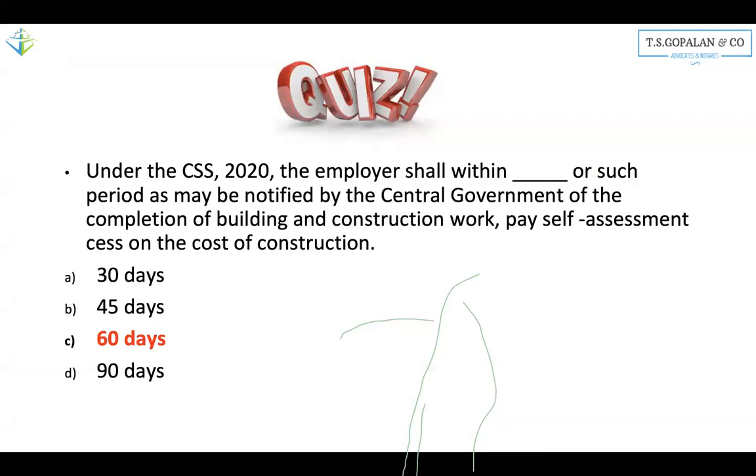And the answer for the quiz which we had posed the question is 60 days. So you would need to file your returns within 60 days and pay the cess within 60 days.